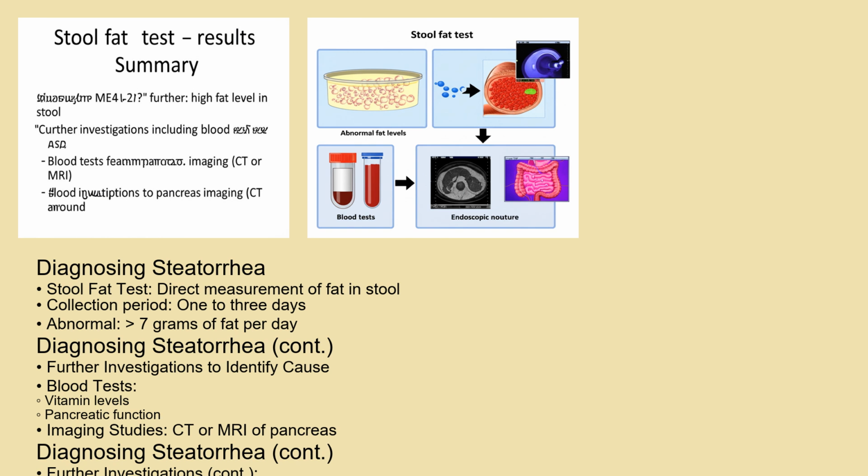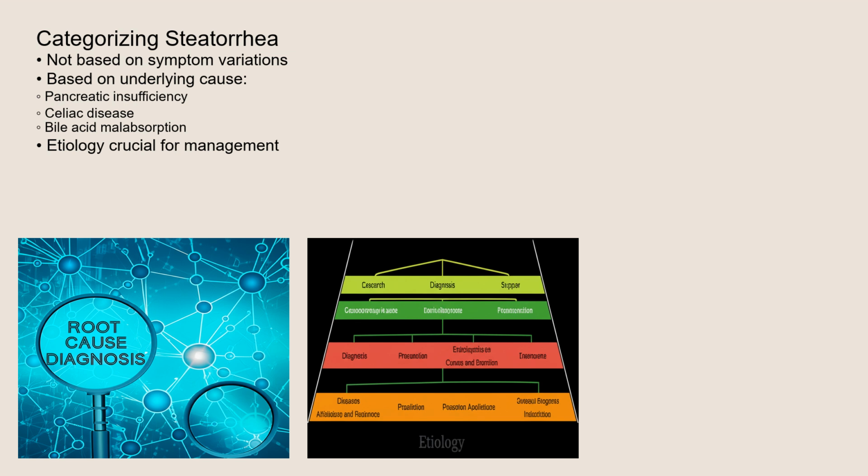These may include blood tests to assess vitamin levels and pancreatic function, imaging studies like CT scans or MRIs to examine the pancreas, and endoscopic procedures such as upper endoscopy with biopsies to check for celiac disease or other intestinal disorders. While there aren't distinct types of steatorrhea based on the symptom itself, we can categorize it based on the underlying cause. So, we might talk about steatorrhea due to pancreatic insufficiency, steatorrhea due to celiac disease, or steatorrhea due to bile acid malabsorption. Understanding the specific etiology is crucial for targeted management.